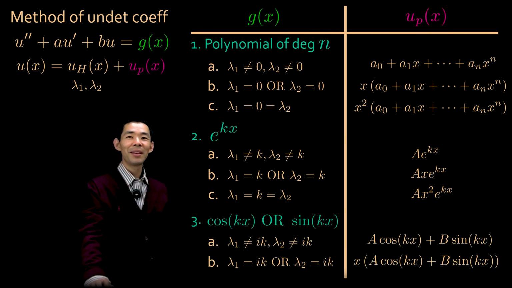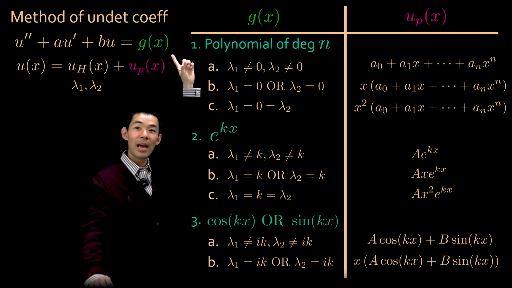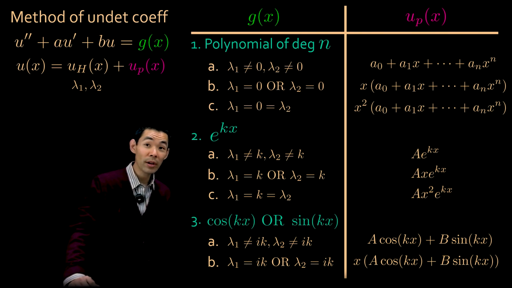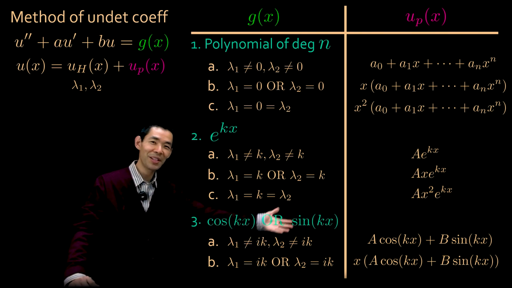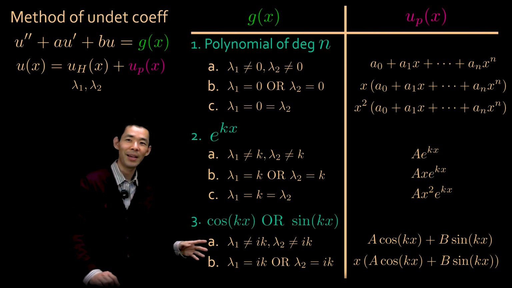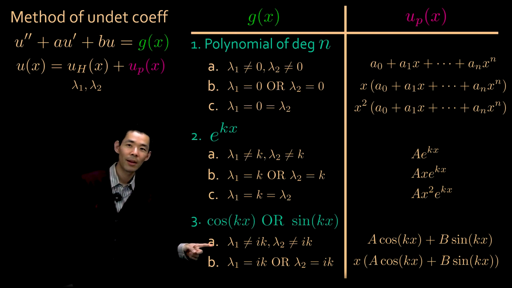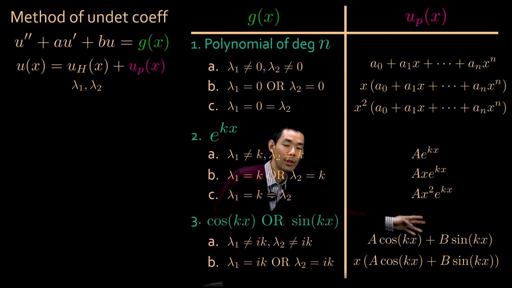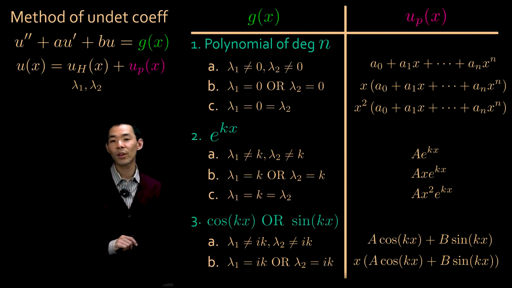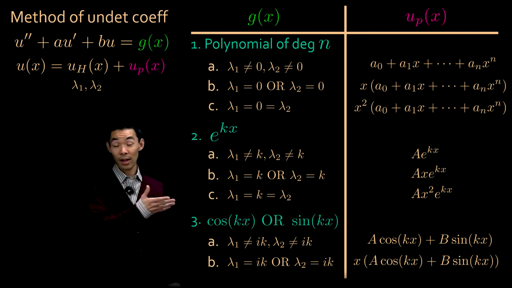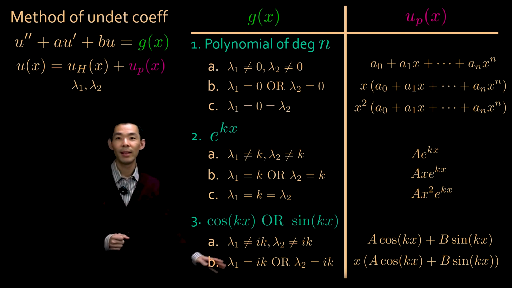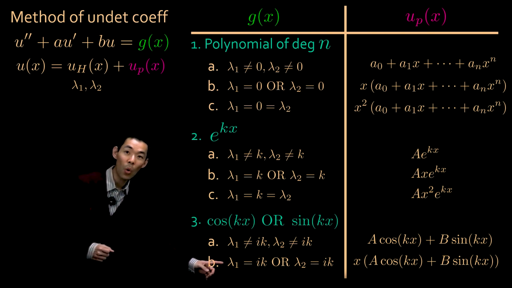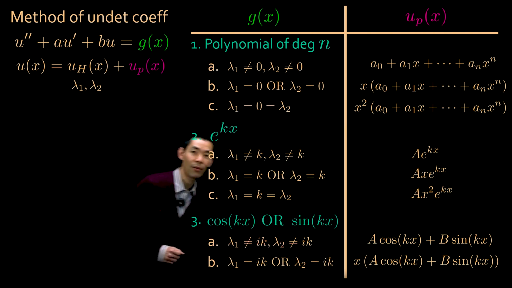Lastly, if your right-hand side g of x has the form of sines or cosines, then here's the form of the solution you should guess. Case A is when lambda 1 and lambda 2, neither of them are equal to i, the imaginary unit, times k. In that case, your particular solution just takes a linear combination of cosine kx and sine kx, with constants that we'll find, a and b. Second case, if lambda 1 or lambda 2 were equal to ik, in that case, you need a factor of x out in front.